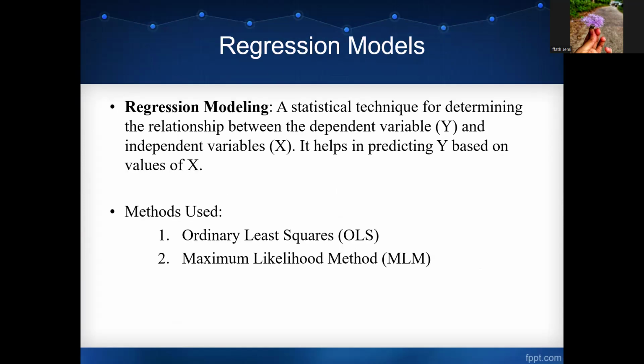Regression modeling is a statistical technique for determining the relationship between the dependent variable and one or more independent variables. It attempts to predict the value of the dependent variable using the values of the independent variables by fitting a mathematical regression equation to the data. Multiple regression models include more than one independent variable to test the proposed relationship. The key methods used are ordinary least squares (OLS) and maximum likelihood method (MLM), which are essential for empirical research.